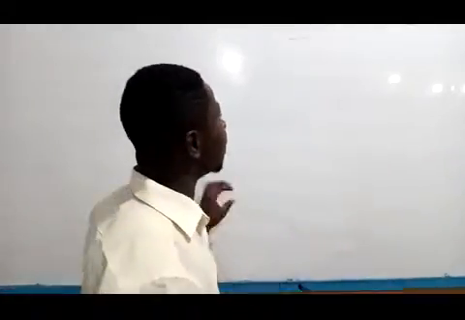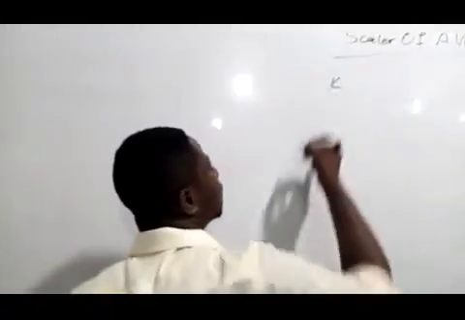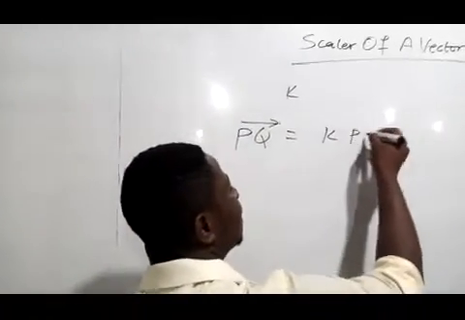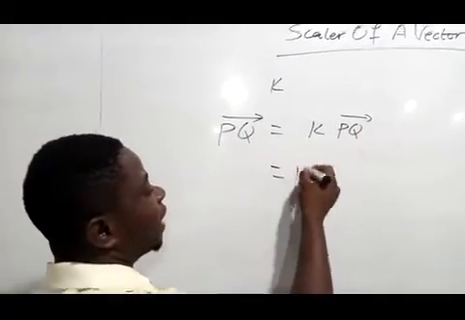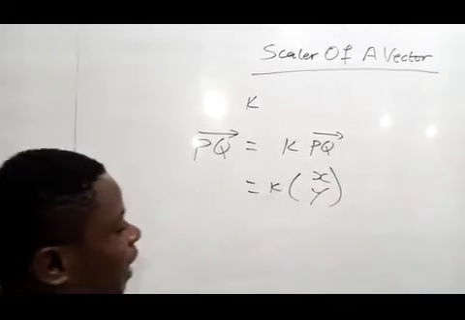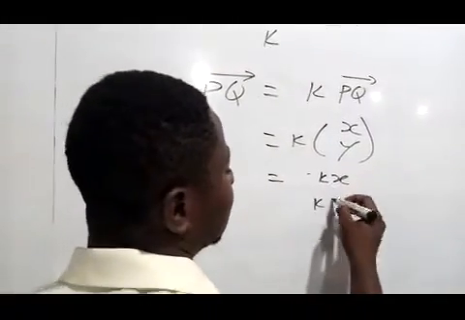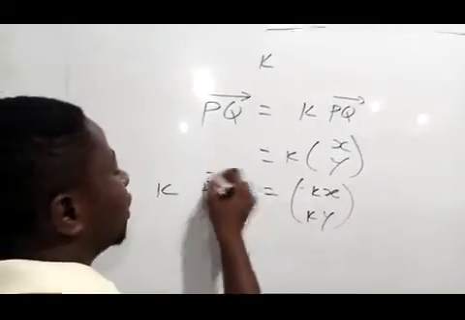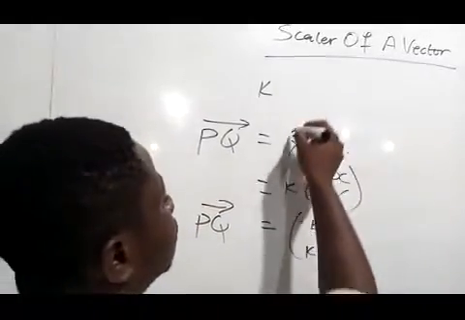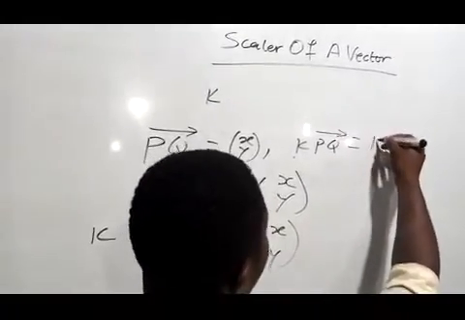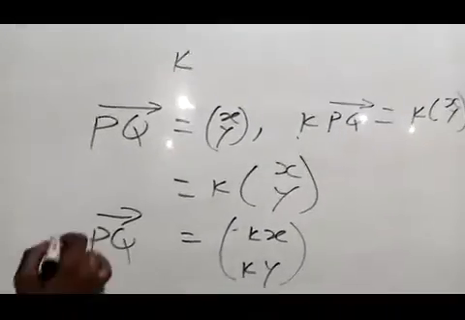Now when we are talking about the scalar of a vector, we are looking at the numbers, or should I say terms, with which we multiply the vector. For instance, we usually represent it as k, so that if we have PQ as a vector, and we are looking for the scalar, which is kPQ, it simply means that we are going to multiply the k by the x and y values, and this is going to become kx and ky, and that is it. So kPQ gives us that.